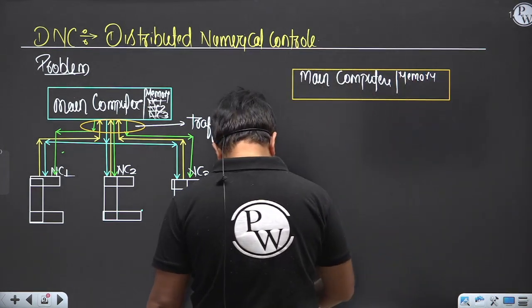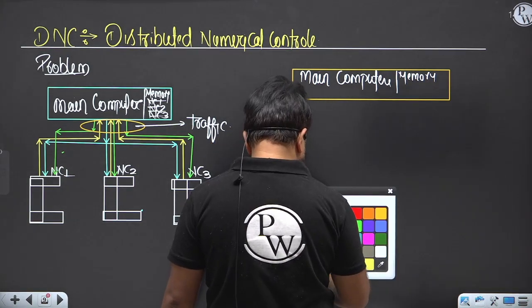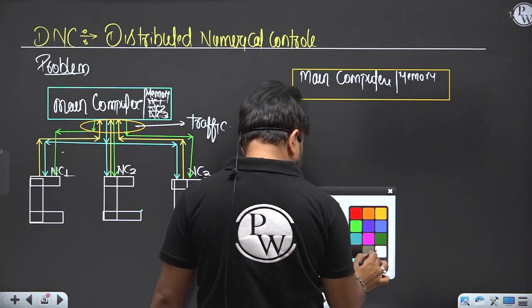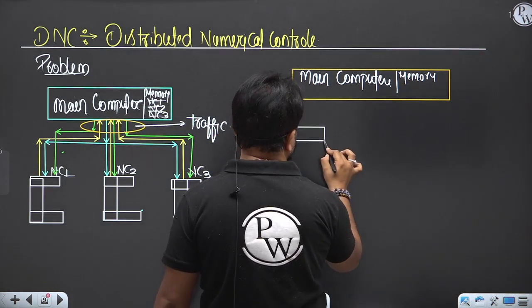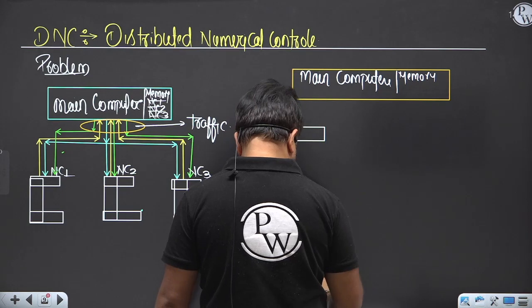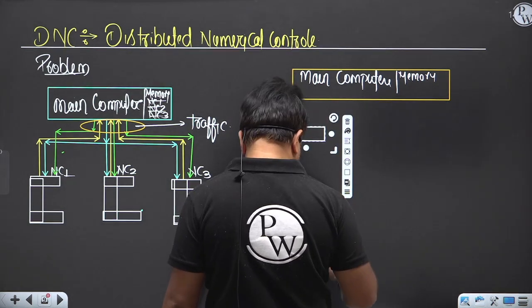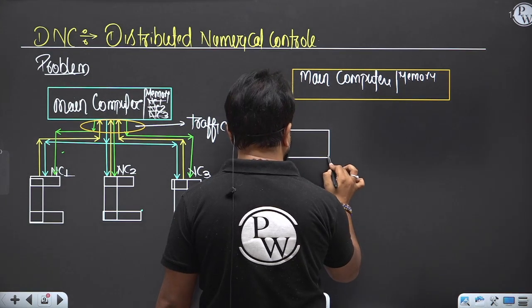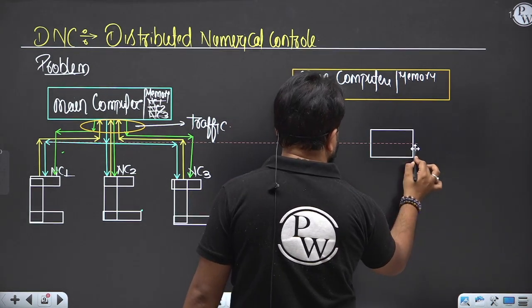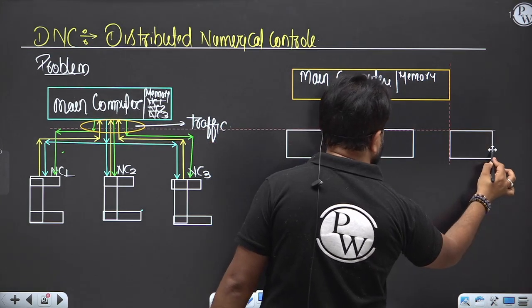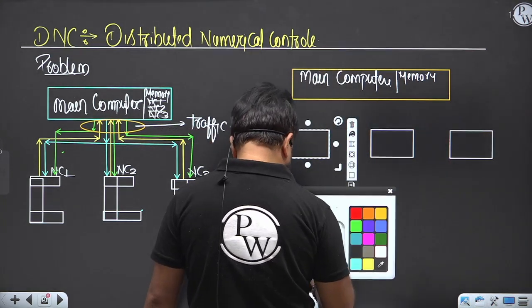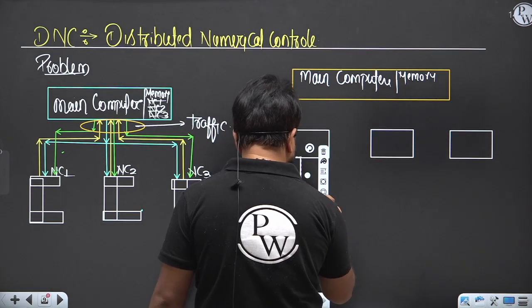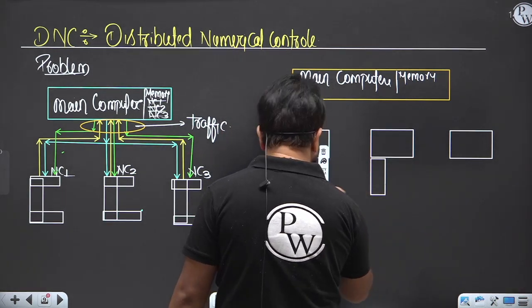Now this main computer is attached with your CNC machines. Here, my dear, there will be a CNC machine, right? See here.